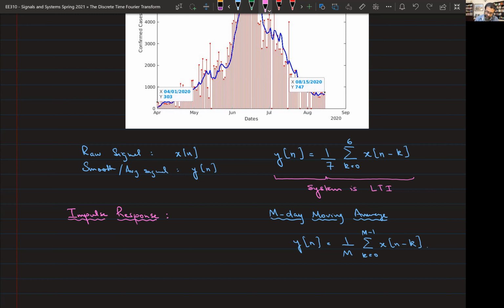I would do it another way and say, ki ji, in order to determine the impulse response, I just do what? Just plug in x of n equals delta of n. Right? Because impulse response is defined as what? Impulse response is defined as the output that you get when the input is the unit impulse. And from here, I obtain that h of n is equal to 1 upon m summation k equals 0 to m minus 1 delta n minus k.